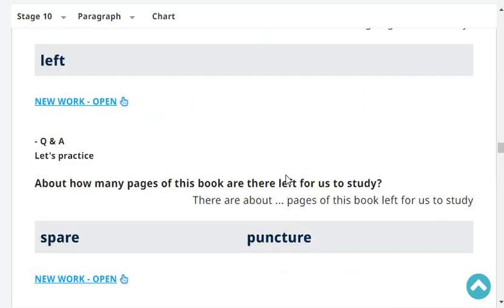Very good. About how many pages of this book are there left for us to study?